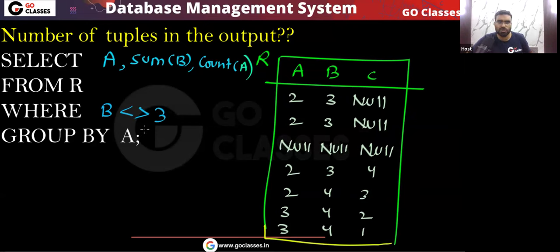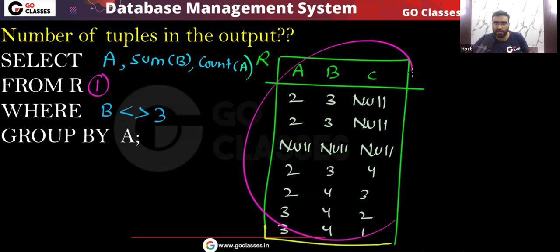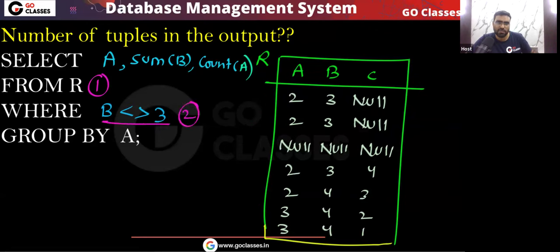This is your first question: number of tuples in the output. First, this is the table, the first step. The second step is this: B is not equal to 3.